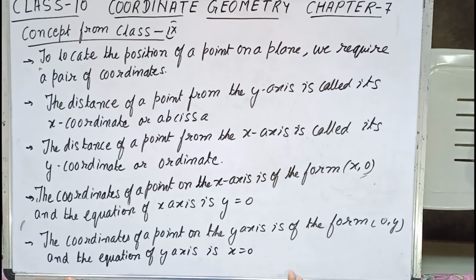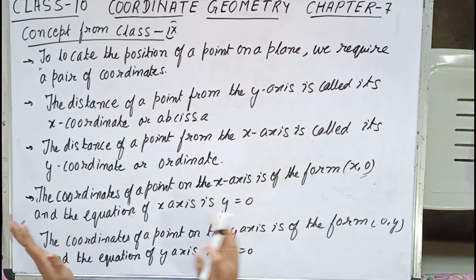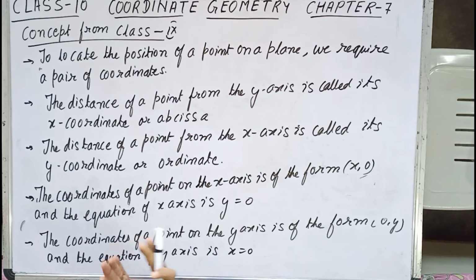Hello students, welcome to a new chapter, that is coordinate geometry of class 10, and this coordinate geometry is chapter 7 from NCERT. Before starting the coordinate geometry topic of standard 10, let us know a few concepts of class 9, which we have already done and which we are well acquainted with. Now let us start. I have written the topic concepts from class 9.